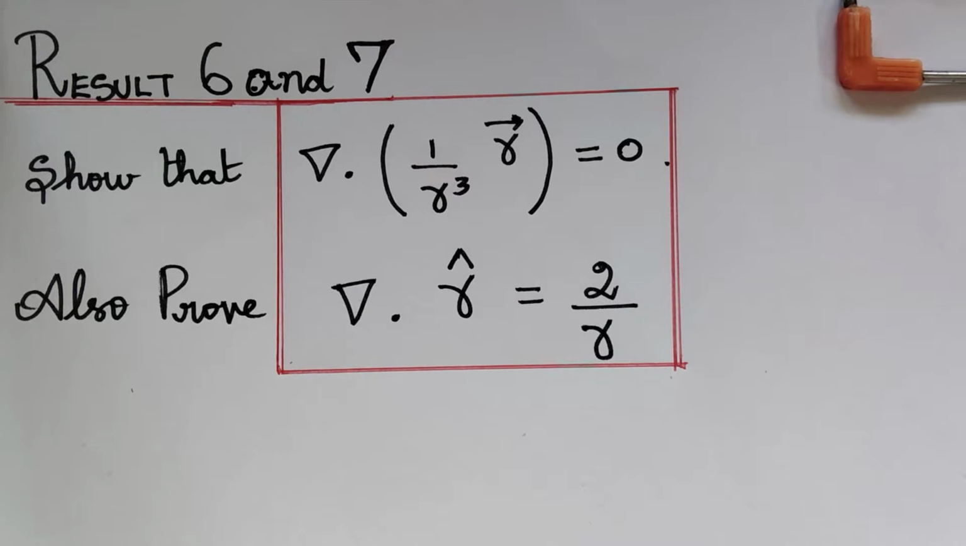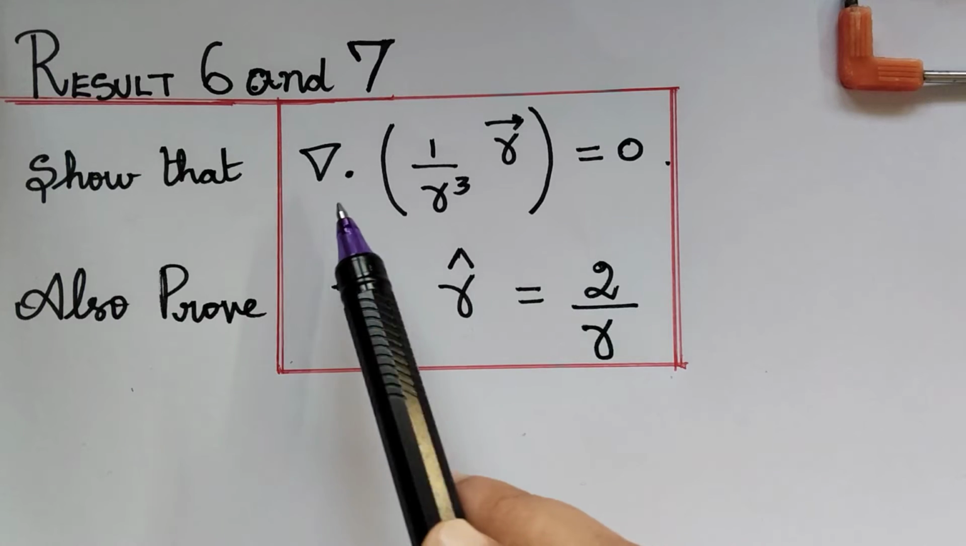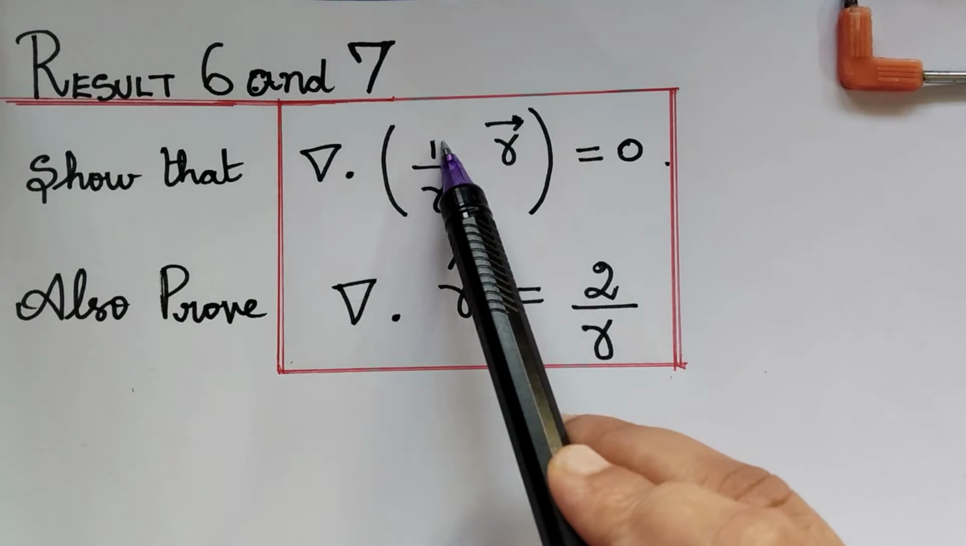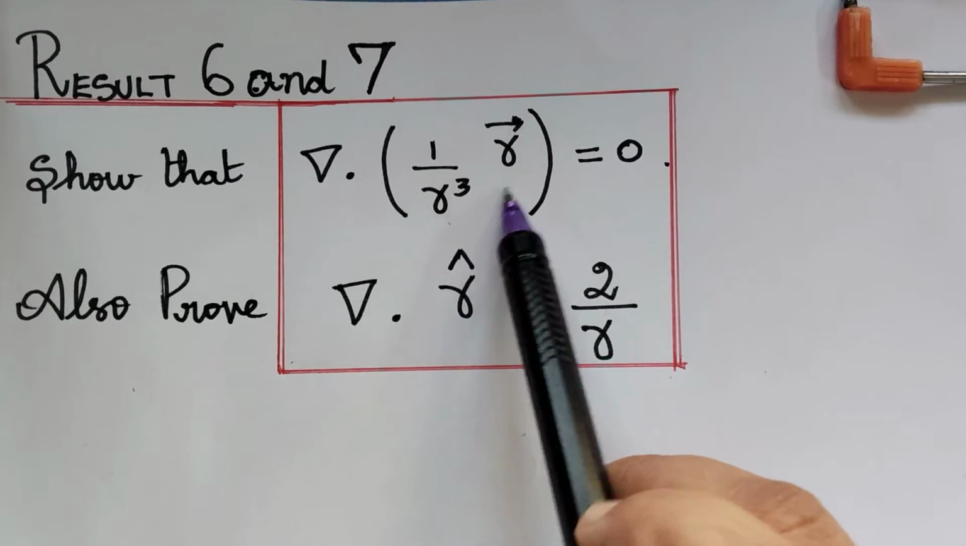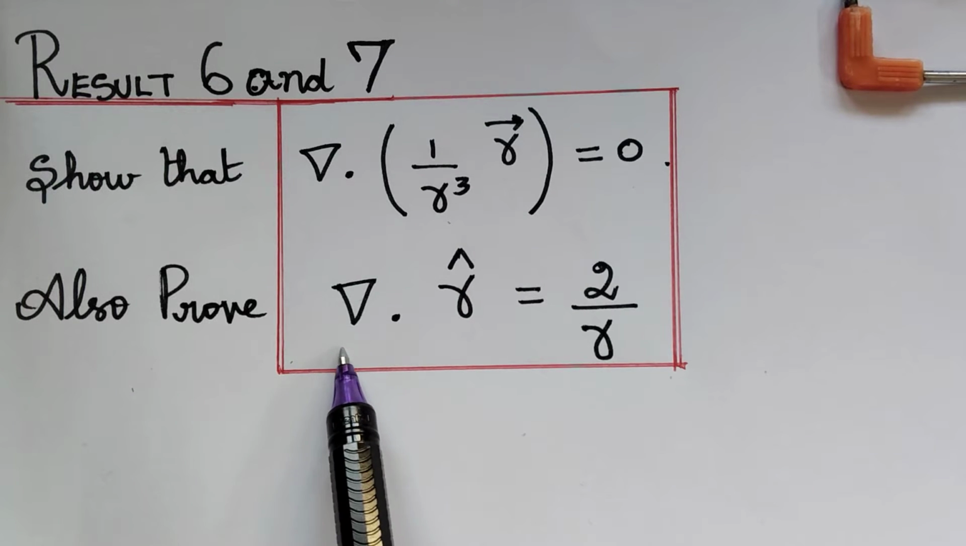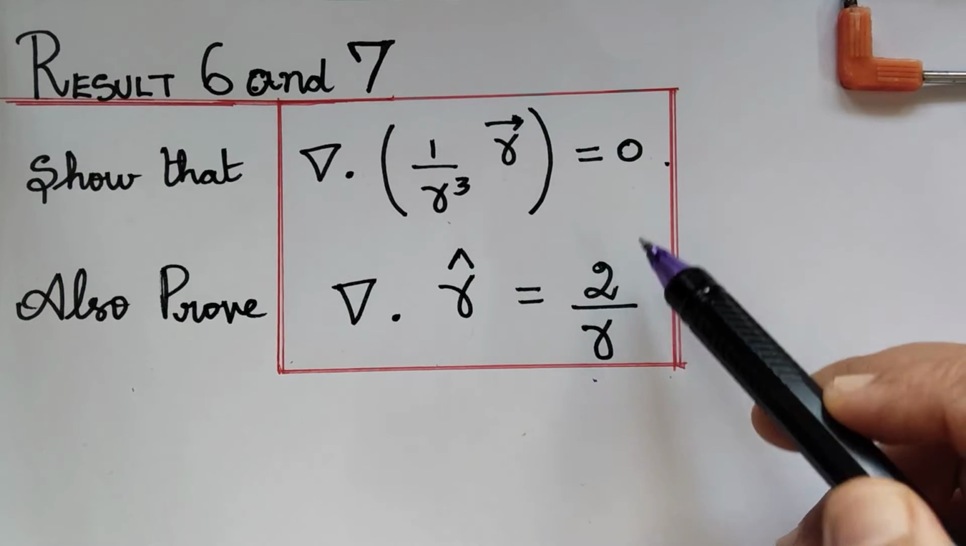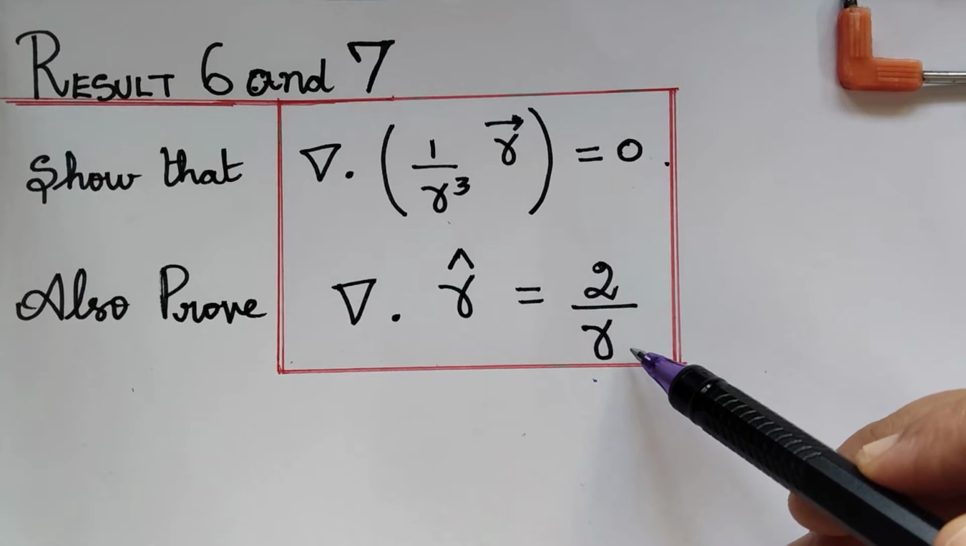Dear students, under the topic vector differentiation, we have already completed results 1 to 5. Now, this is a continuation video. Here we have result 6 and 7. Result 6 is nabla dot (1 by r cube times r vector) is equal to 0. And result 7 is nabla dot r cap is equal to 2 by r. Let us prove each of them separately.